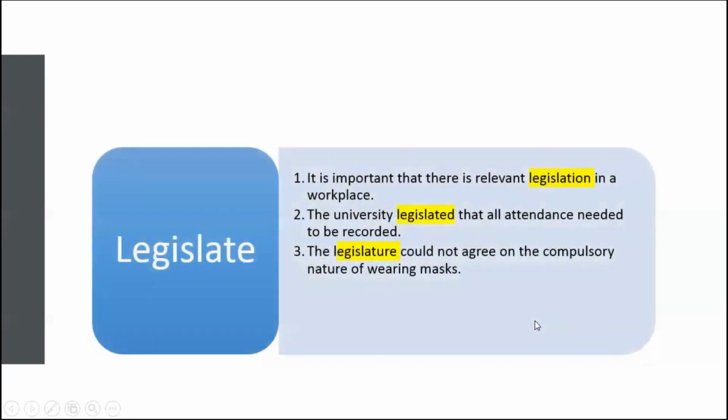Legislate, legislate. It is important that there is relevant legislation in a workplace. The university legislated that all attendance needed to be recorded. The legislature could not agree on the compulsory nature of wearing masks. So here legislation, legislated, and legislature, related to the idea of passing laws, passing rules, that kind of thing, making things official.